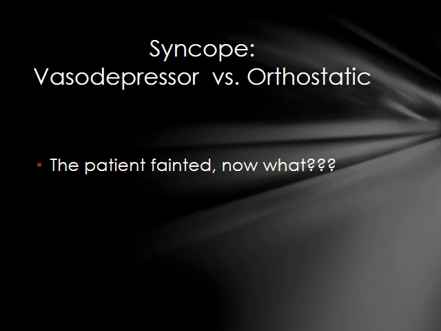Syncope is a sudden loss in consciousness. There are two different types of syncope. One is called vasodepressor syncope. The other is orthostatic syncope. Vasodepressor syncope is what we all know as the common faint. You might also hear vasodepressor syncope called vasovagal syncope.